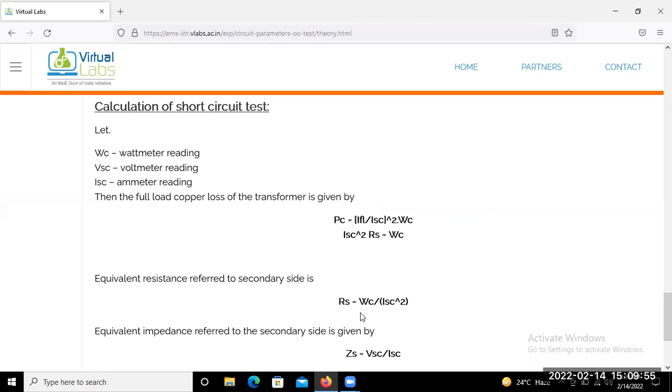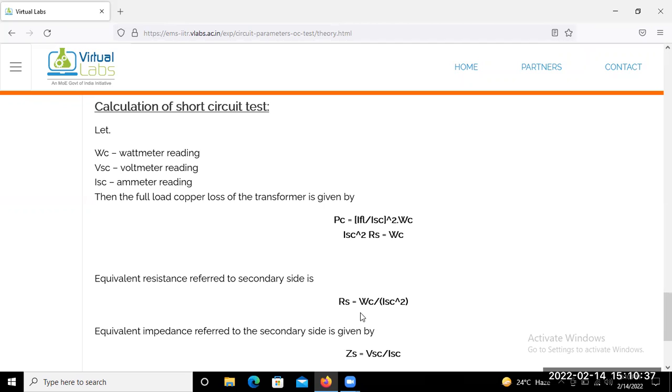X_E on the high voltage side is equal to the square root of the equivalent impedance on the high voltage side squared, minus the equivalent resistance on the high voltage side squared. So put the values of equivalent impedance and resistance in this equation, and then you are able to get the reactance value on the high voltage side. Okay, so these two data can be found with the help of the short circuit test.